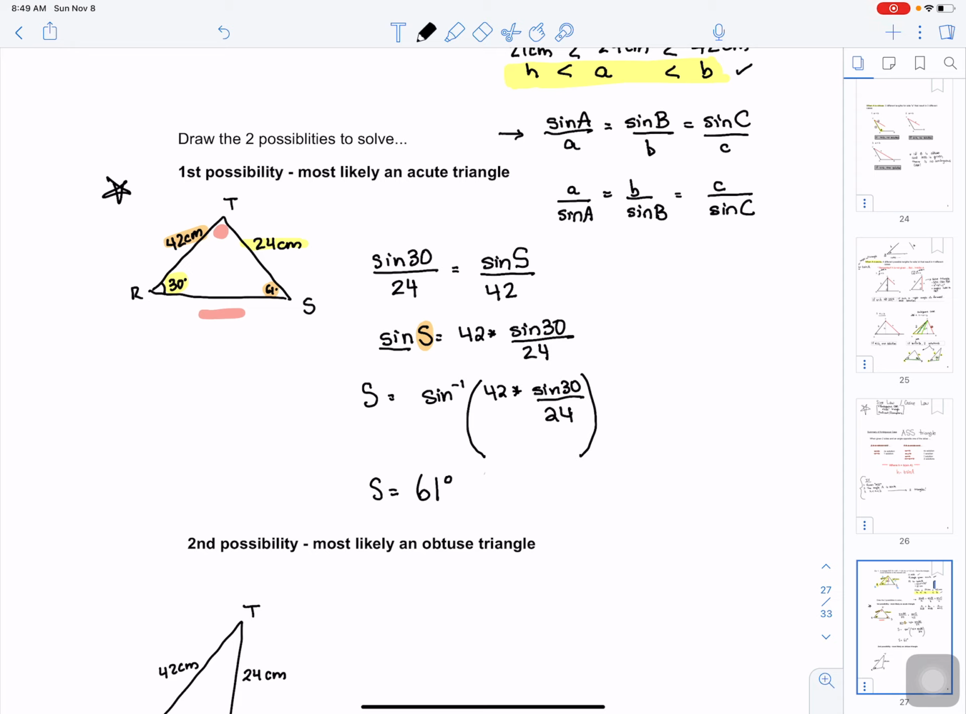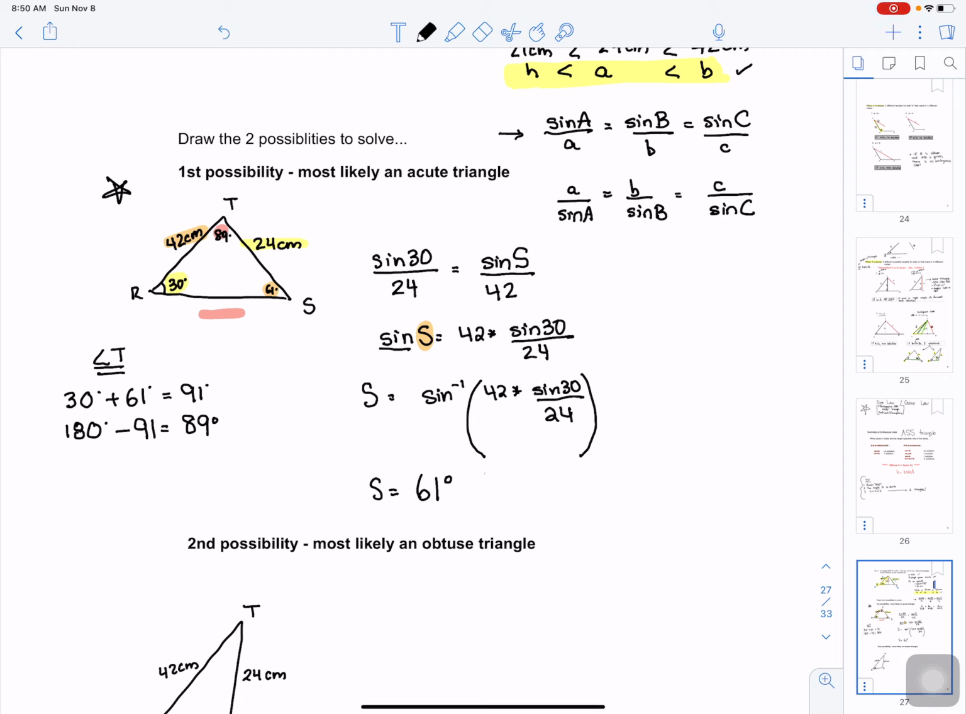Now I need to solve the red stuff, the angle T and the side T. Now the angle T is super easy to solve because, since I was able to solve angle S, I have angle R, and I can use that the angles in a triangle add up to 180 degrees. So 30 degrees plus 61 degrees is 91 degrees. And my total angles in a triangle add up to 180. So if I go 180 minus 91, I get 89 degrees. So that top piece is 89 degrees.